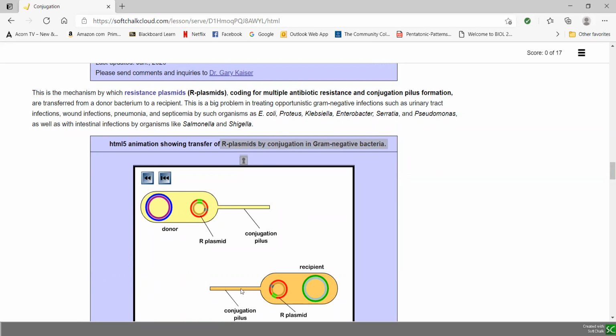And again, because conjugation is rather promiscuous in bacteria, the donor can transfer plasmids to unrelated bacteria. It doesn't have to be the same genus and species. And that's one of the major reasons why bacteria can adapt so rapidly, because they can transfer these conjugative plasmids as well as mobilizable plasmids.